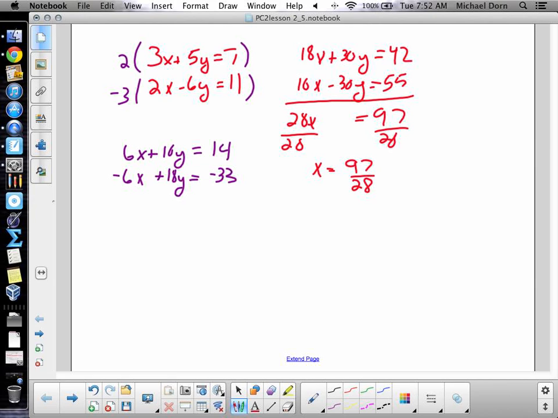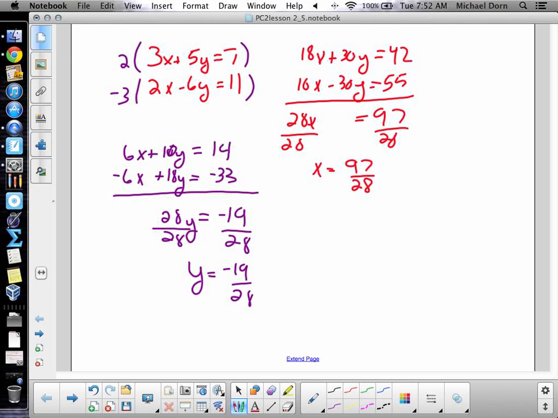Yes? So the x's cancel. I get, that's a 10. Okay. 10 and 18, that's 28y equals negative 19. So y equals negative 19/28. So my point of intersection is at x, y, 97/28, negative 19/28. Here's my point of intersection.